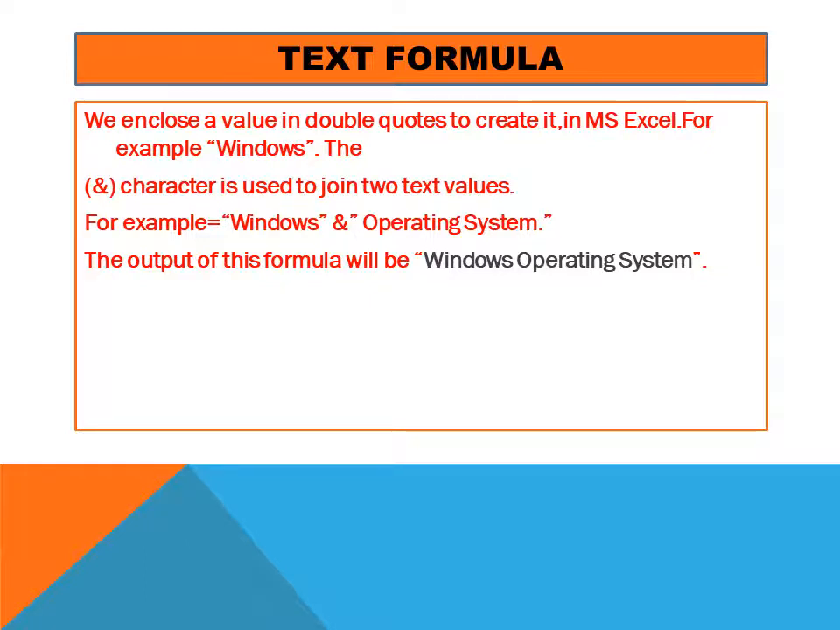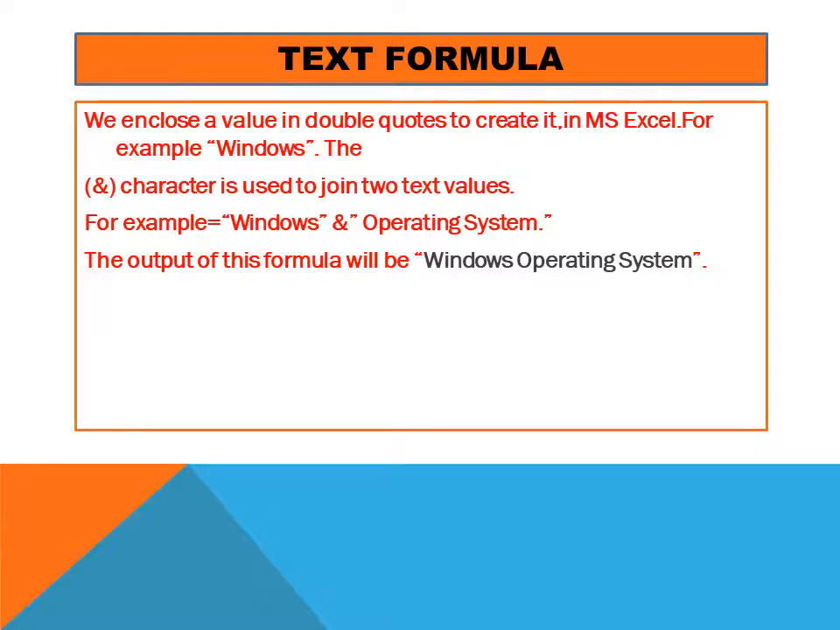If we use this operator, that is the AND character, then it is used to join two text values together. For example, if I'm writing "Windows" in double inverted commas and "operating system" again in double inverted commas, and I am placing that symbol between the two texts, this is going to lead me to the output as a single statement. That is, this operator will join the two text values which we are using in our formula. So the output of this formula will become "Windows operating system" together in one line.